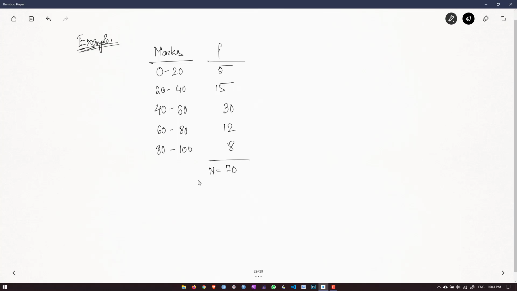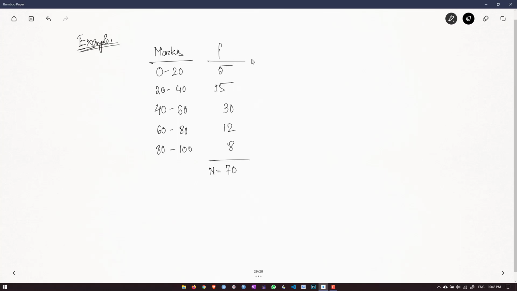So after the evaluation of the answer script, the teacher found out that there are 5 students who scored marks between 0 to 20. There are 15 students who scored marks between 20 to 40. There are 30 students who got marks between 40 to 60. 12 students got marks between 60 to 80, and 8 students scored between 80 to 100. Now we want to find out the median of this data, right? So in this situation I am interested in finding the median.